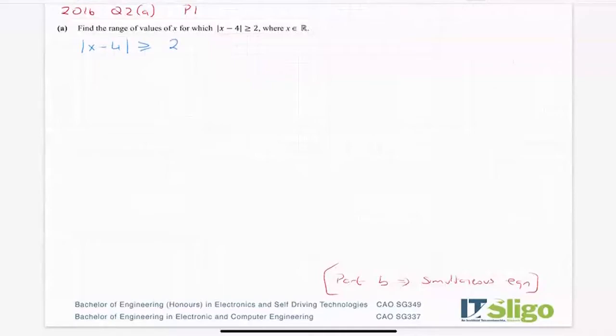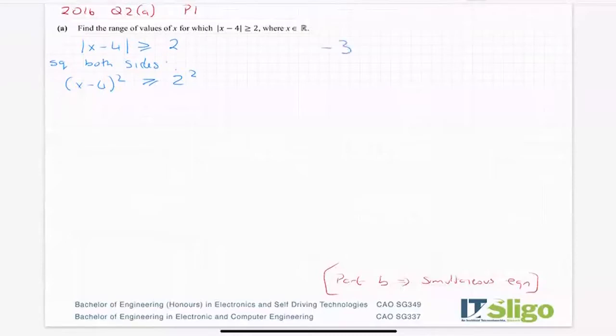So the first way I'm going to show you is squaring both sides. So square both sides, so that I'll get x minus 4 squared being greater than or equal to 2 squared. And you can see that once you square both sides, you've got rid of this modulus. Why is that? Because remember, the modulus means the answer could have been plus or minus. When you square something, you make it positive for sure.